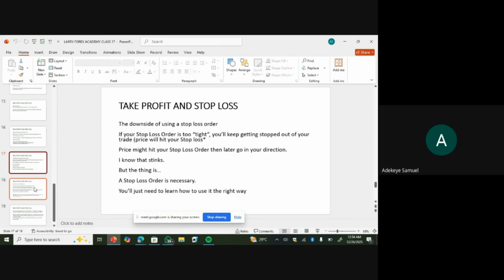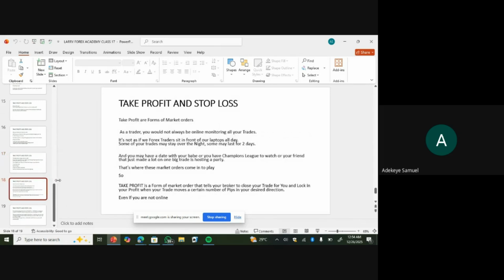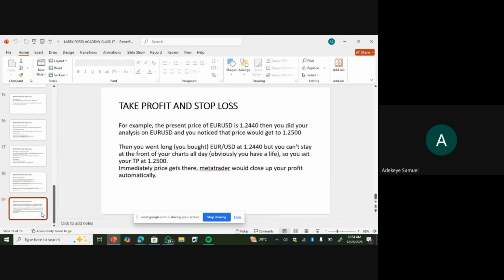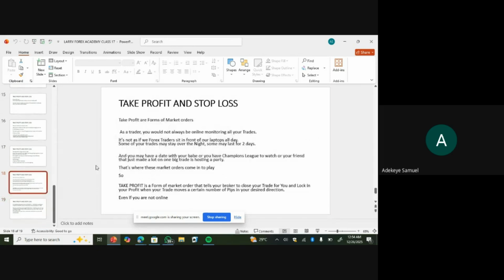And now let's talk about take profit. What is take profit? All right. Take profit is a form of market order. As a trader, you will not always be online monitoring your trade. It is not as if forex traders sit in front of our laptops all day. Some of your trades may stay overnight, some may last for 2 days.